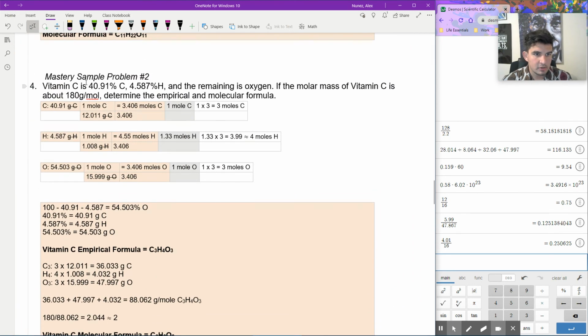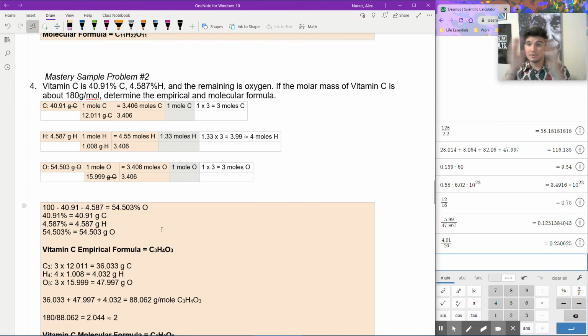First thing, we are told that vitamin C has 40.91% carbon, 4.587% hydrogen, and the remaining is oxygen. So step 1, we need to know how much oxygen we have. Well, this is out of 100%, so we do 100 minus the carbon minus the hydrogen, and so we know that we have about 54.5% oxygen.